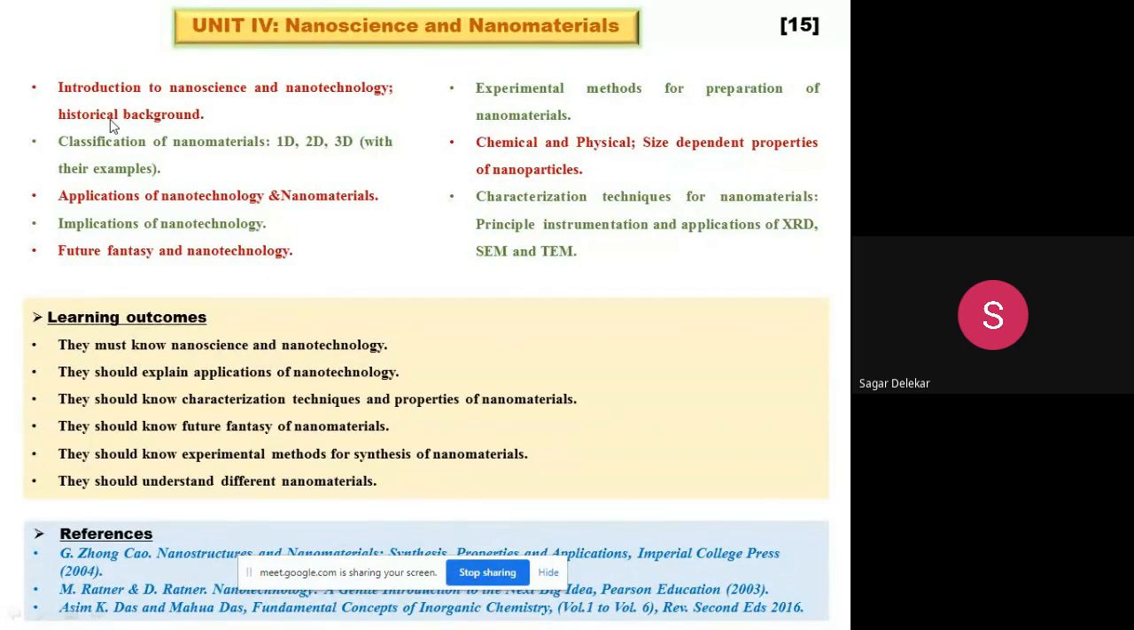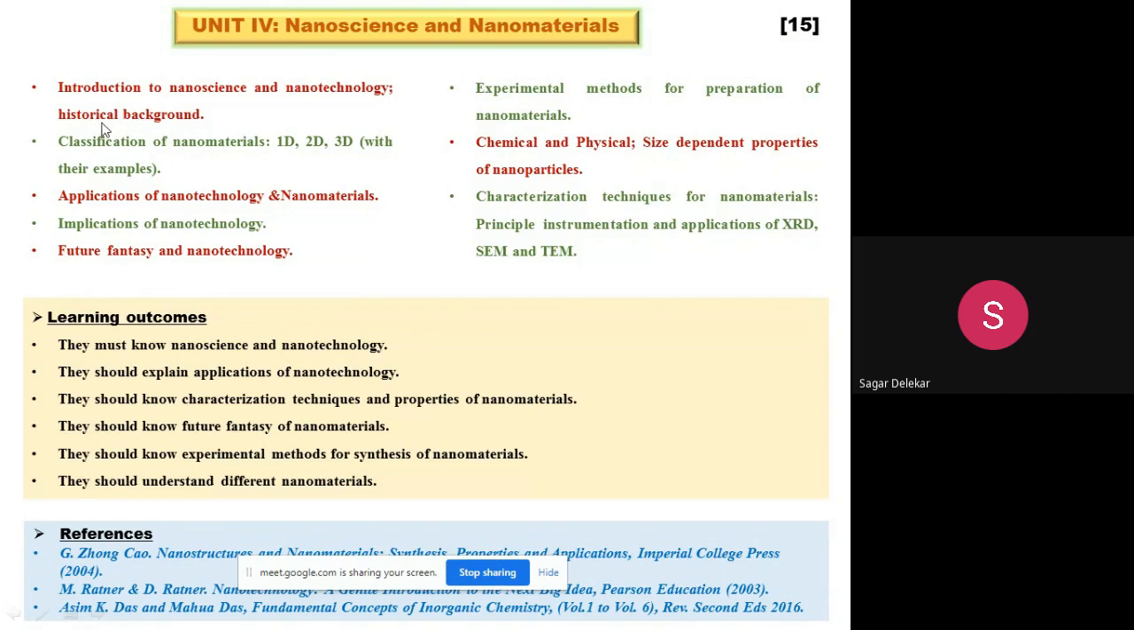In 1986, with inspiration from Richard Feynman, the scientist K. Drexler used the term nanotechnology in his book entitled "Engines of Creation: The Coming Era of Nanotechnology." So in the historical background, we cover Richard Feynman, then who coined the word nanotechnology. A few scientists claim it was Taniguchi, but it was not widely published. But a few also claim that the word nanotechnology was first coined by Drexler. So there is a debate on that.